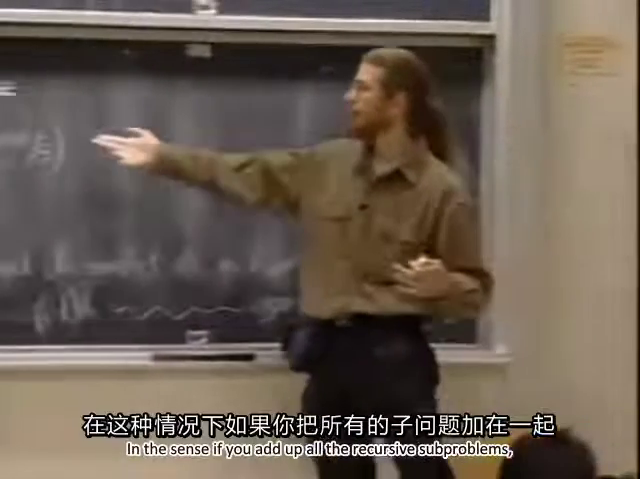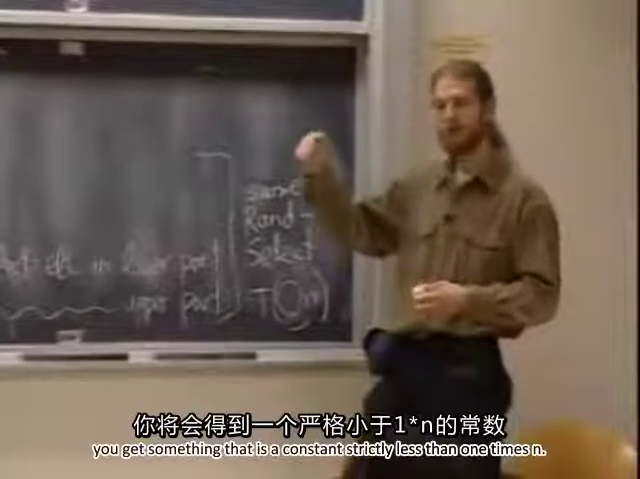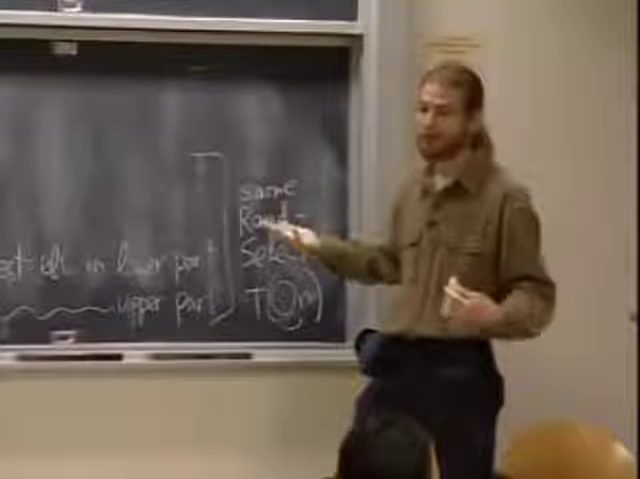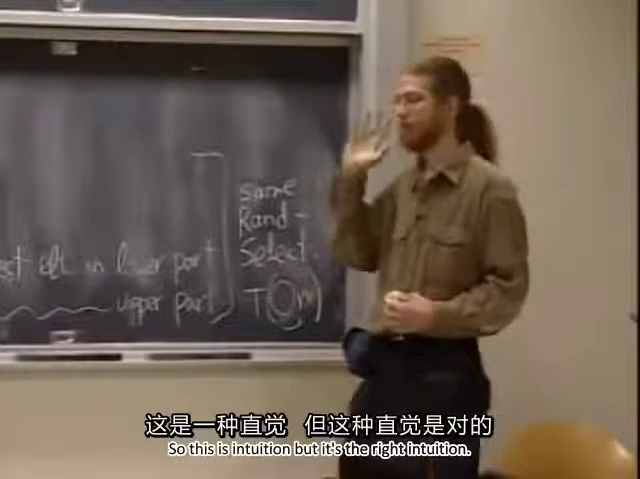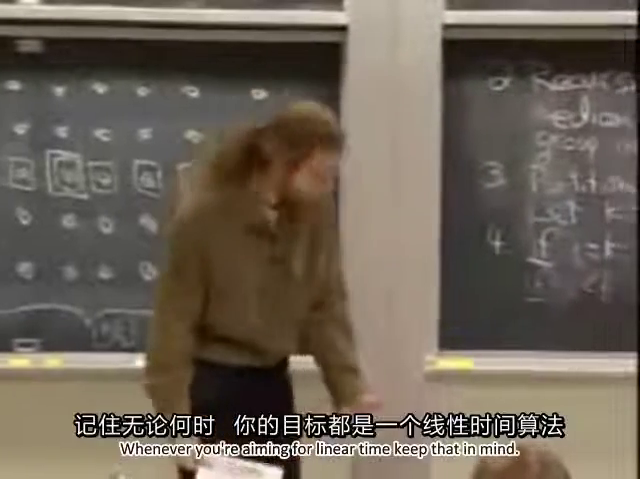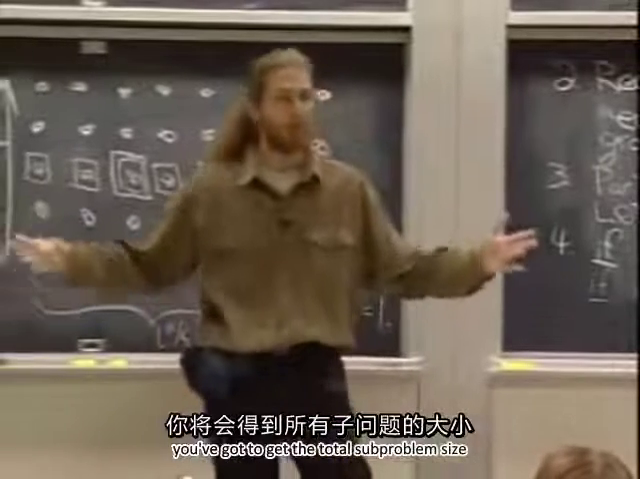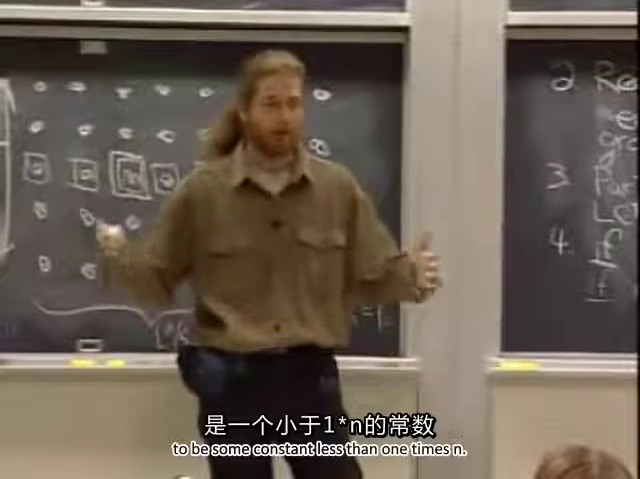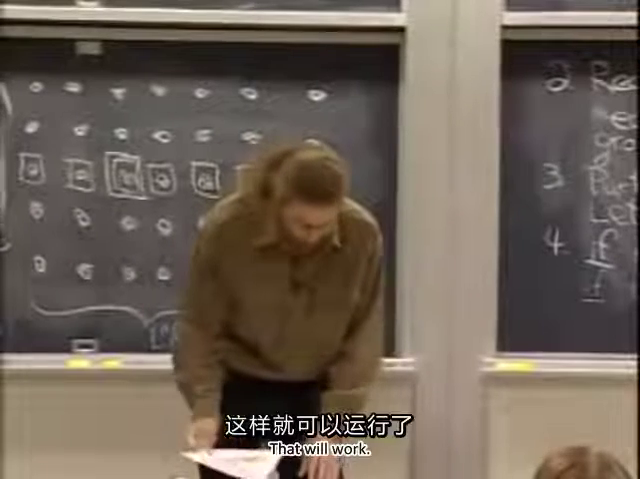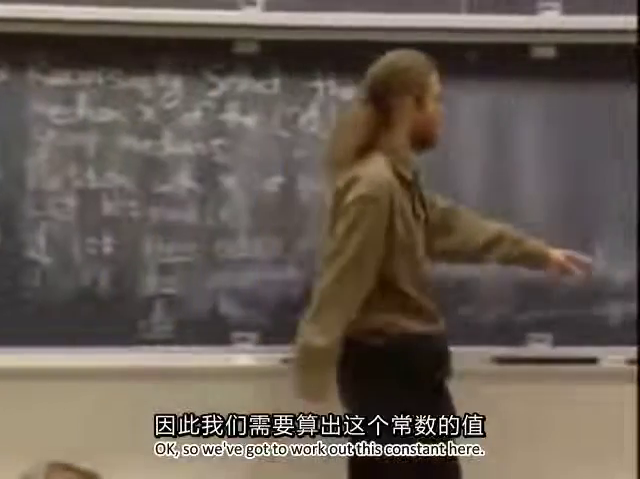In the sense, if you add up all the recursive subproblems, n over 5 and something times n, you get something that is a constant strictly less than 1 times n. That forces the work to be geometric. If it's geometric, you're going to get linear time. So this is intuition, but it's the right intuition. Whenever you're aiming for linear time, keep that in mind. If you're doing a divide and conquer, you've got to get the total subproblem size to be some constant less than 1 times n. That will work. Okay. So we've got to work out this constant here.